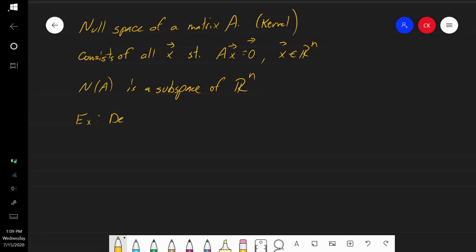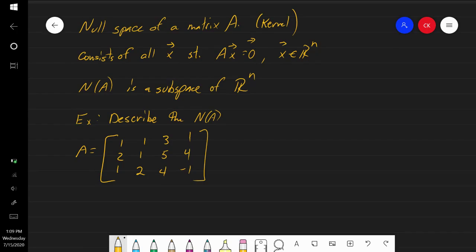So we want to go ahead and describe the null space of A, given that A is going to be a 3x4 matrix: 1, 2, 1, 1, 1, 2, 3, 5, 4, 1, 4, negative 1. So there's our matrix A.